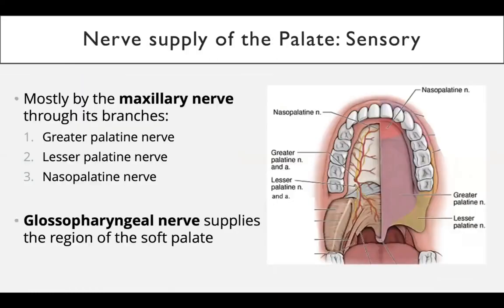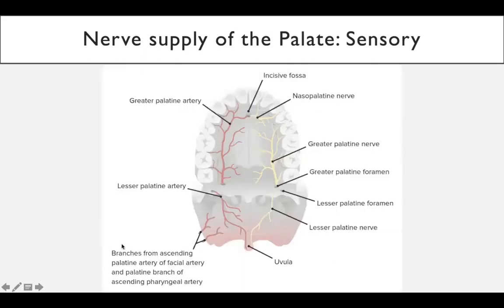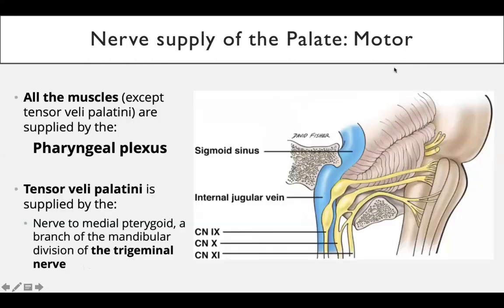Okay, muscles of the palate. For nerve supply, we have seen the greater area is supplied by the greater palatine, the lesser area by the lesser palatine, and towards the nose is the nasopalatine. Other than that, the soft palate is supplied by the glossopharyngeal. We'll not forget you. And this is another representation of the sensory nerve supply of the palate. Now let's go for the motor.